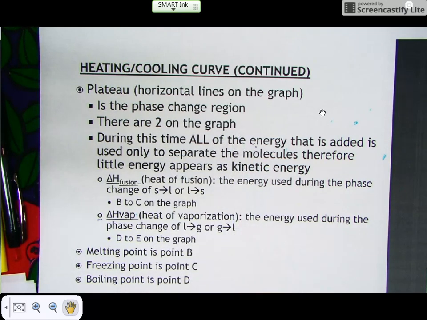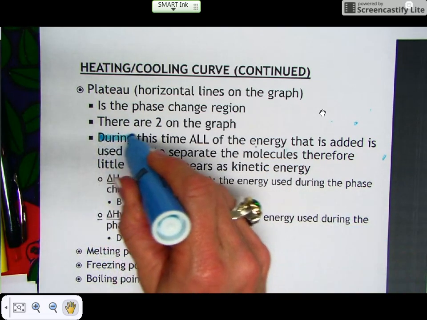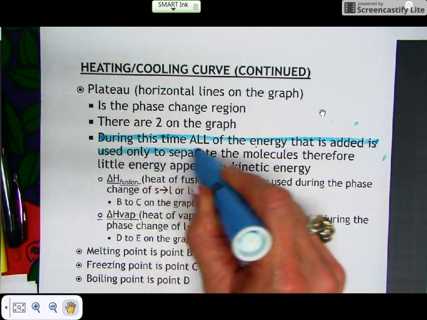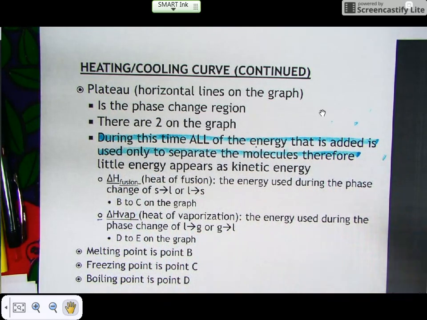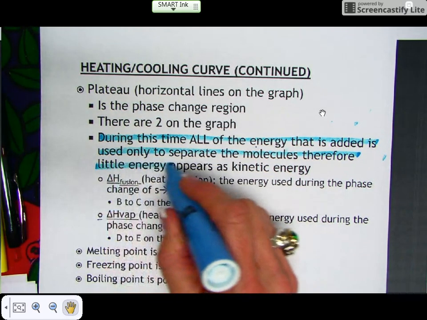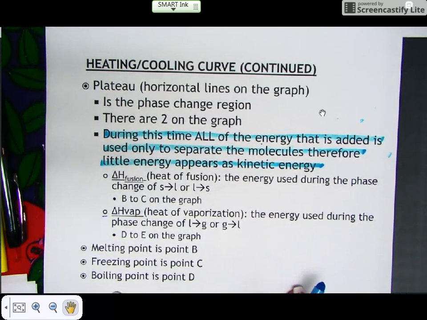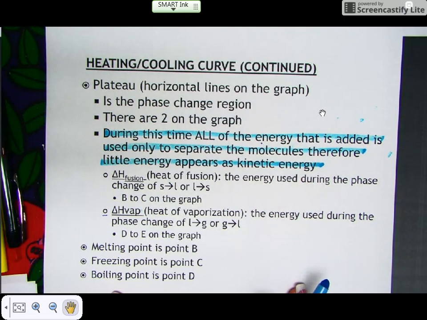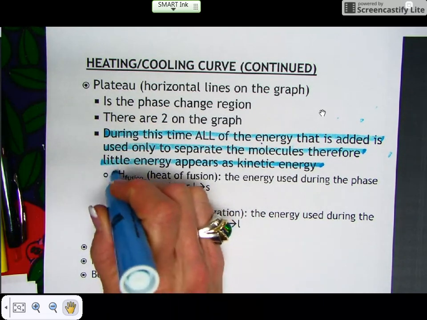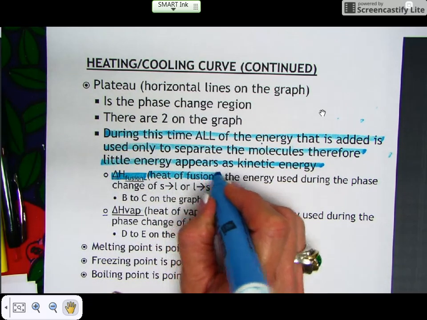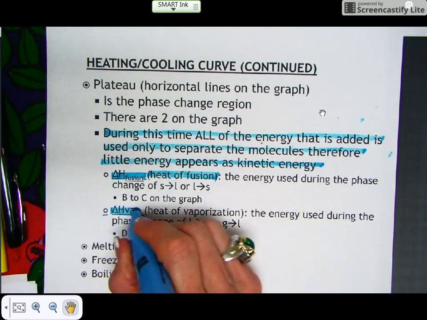Now, one thing that's really important to understand, so I would highlight this in your notes: during the plateau region, all of the energy that is added is used only to separate the molecules for the phase change. That's why the temperature does not increase. And that's why very little energy appears as kinetic energy. Now, the energy that is used to separate the molecules for each phase change has a very special name. One of them is called heat of fusion, and the other is called heat of vaporization.